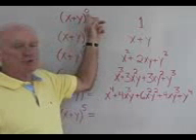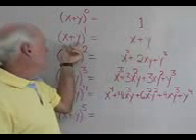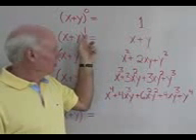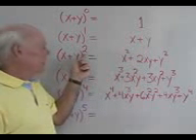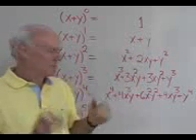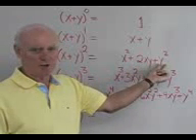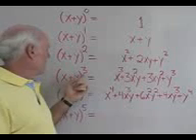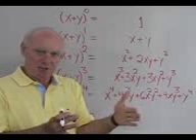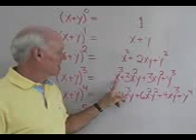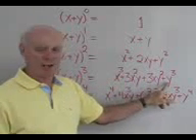x plus y to the 0 power, by definition, is just the number 1. x plus y to the first power, also by definition, is just x plus y. Now, x plus y to the second power, we multiply x plus y times x plus y, and we get x squared plus 2xy plus y squared. And then x plus y to the third, if we multiplied x plus y times x plus y times x plus y, we would end up with this: x cubed, 3x squared y, 3xy squared, y cubed.